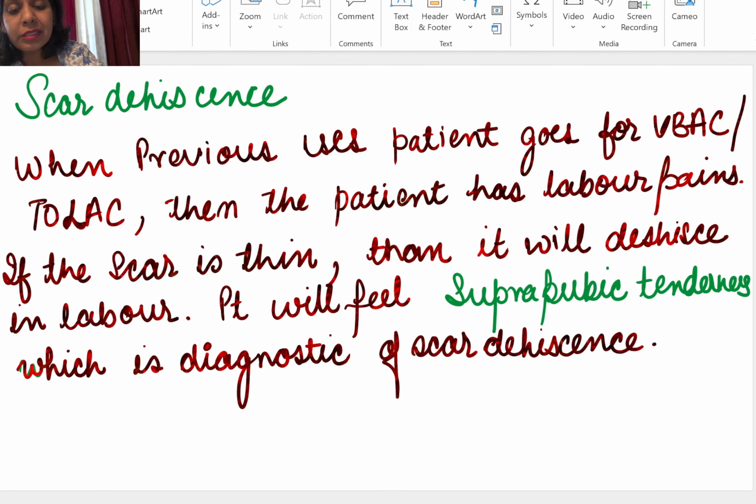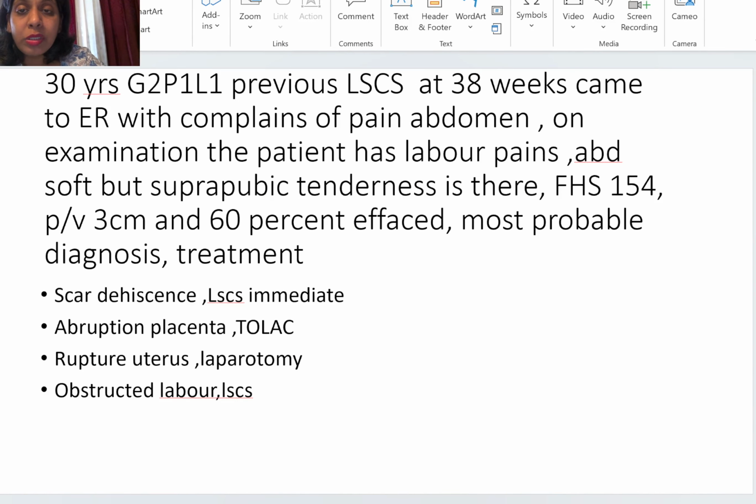Okay, now let us see how the question comes. 30 years old, gravida 2, para 1, live 1, previous cesarean at 38 weeks, came to emergency room with the complaints of pain abdomen. So this is the previous cesarean at 38 weeks, full term. It has come with pain abdomen. So it can be that patient is in labor. Let's see what other thing they give.